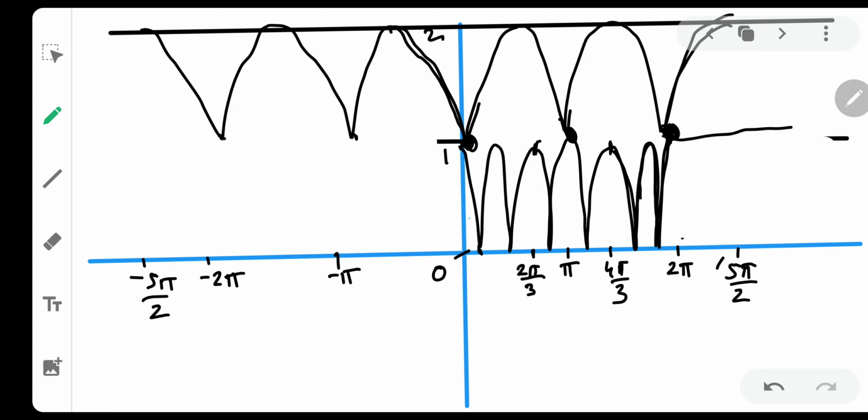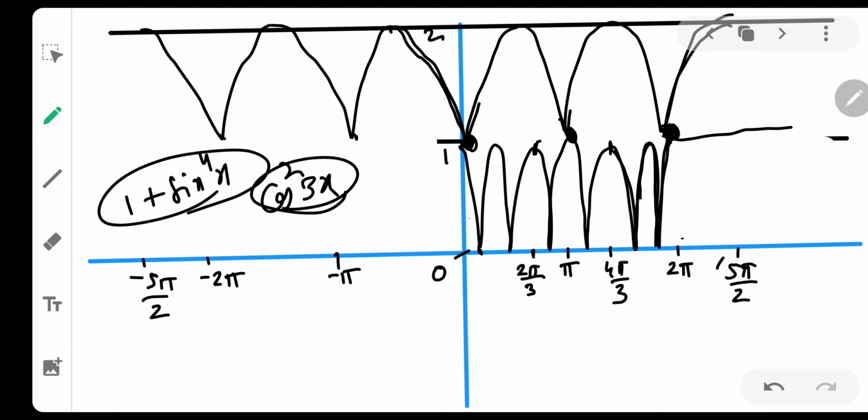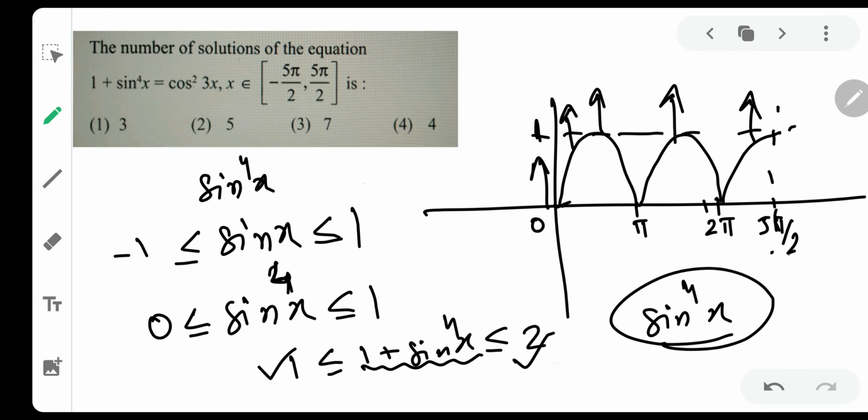Now the same thing will be carried to the left hand side, because both were even functions. Even 1 plus sine raised to 4x and cos square 3x, both are even functions. So there are 2 points over here, so similarly 2 points will be over here, 2 to 4, and in between there is 1 point. So in total there are 5 points. Okay, so this is the correct answer to this question.